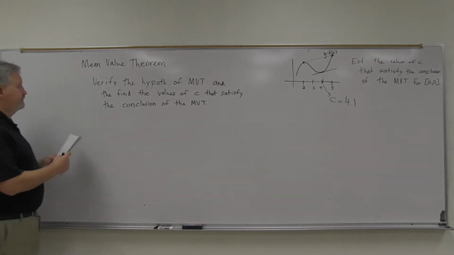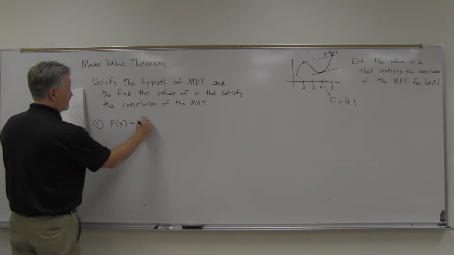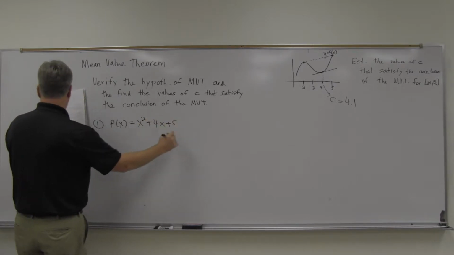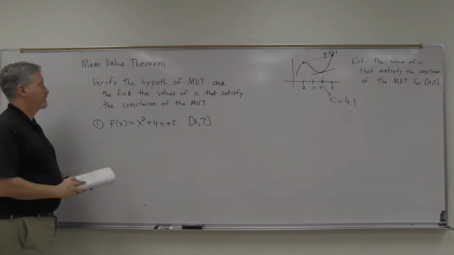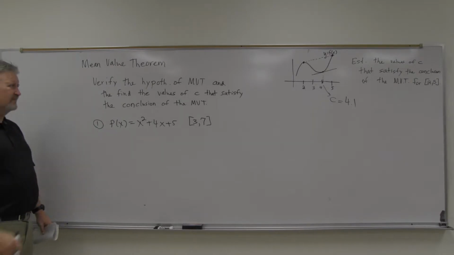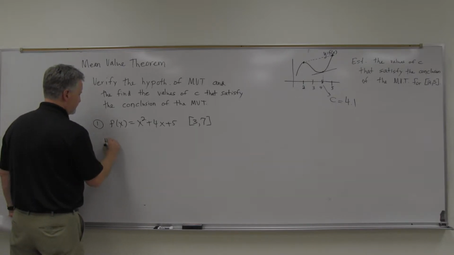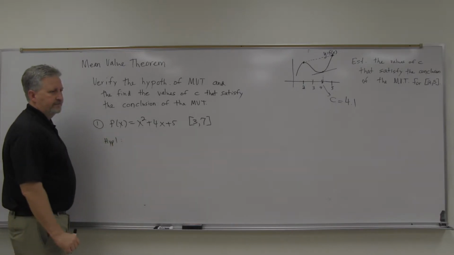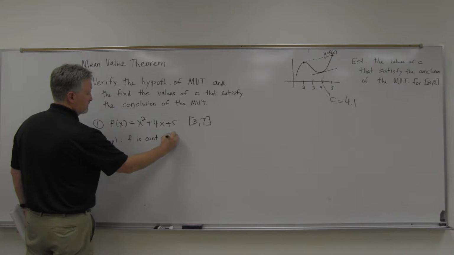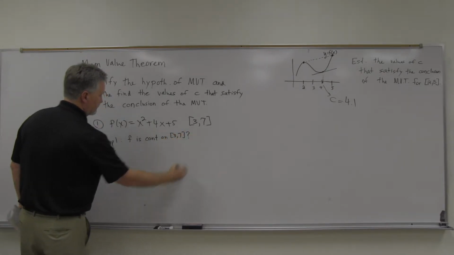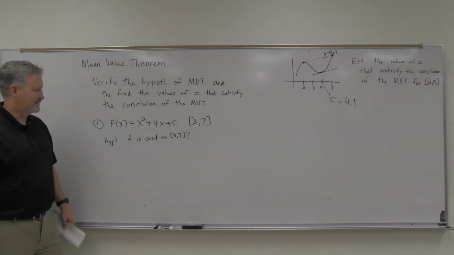Okay, so number one, we'll do a couple of these. Number one, f of x is going to be x squared plus 4x plus 5. And then the interval is 3 to 7. Verify the hypotheses. Hypothesis 1 is f is continuous on [a, b], so is f continuous on [3, 7] here? Well again, it's a parabola. There's nowhere that's not continuous. Yes, that is true.